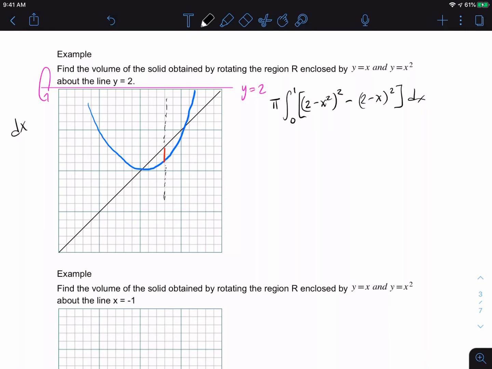All right, good, cool. So then in order to do this problem, we have to do some algebra, and yay, here it comes. So the volume is going to be the integral from 0 to 1 of 4 minus 4x squared plus x to the 4th minus 4 plus 4x minus x squared, and all of that times dx.